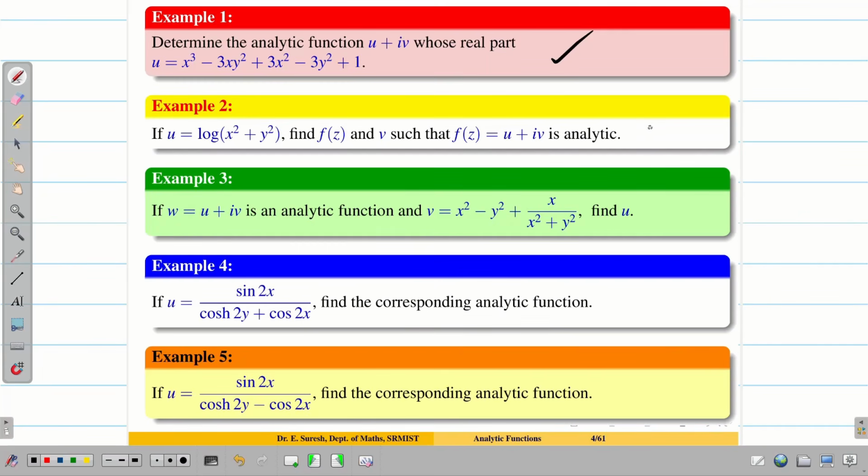So either the real part is given or the imaginary part is given. We found the analytic function. Sometime if u is given, we found the analytic function f of z. From that, we found the complex conjugate v, either u to v or v to u.